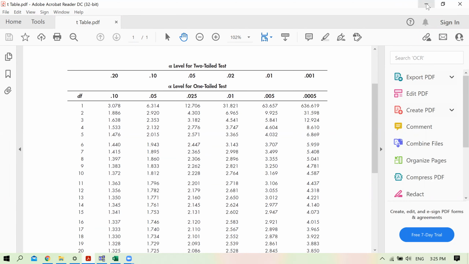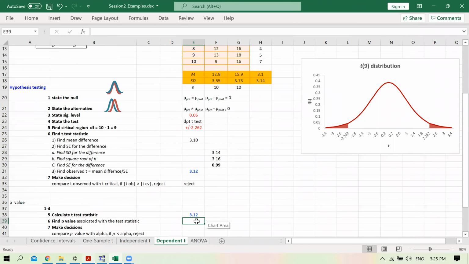So that's our estimate. And we can calculate the exact p-value using a formula, the t distribution function. And then we put in 3.12, that is the t value, the x here. Degrees of freedom is 9, two-tailed. And we can see that the probability of finding a t-value this large is 1.2 percent. So the probability is low if there's no difference between the two means in the population.